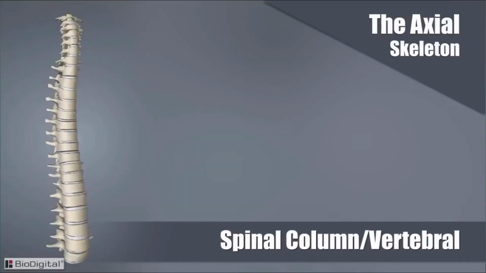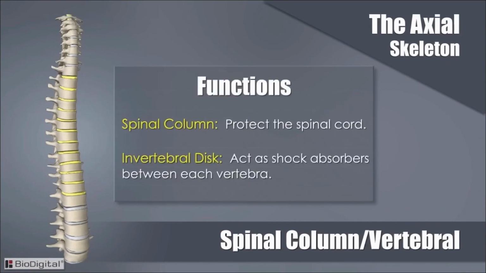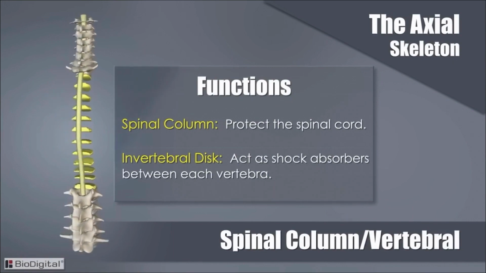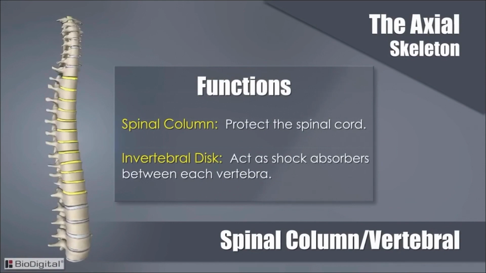The spinal column is also known as the vertebral column. There are 26 vertebrae in the spinal column and an intervertebral disc between each. The vertebral or spinal column's function is to protect the spinal cord. The main function of the intervertebral disc is to act as a shock absorber between each vertebra.